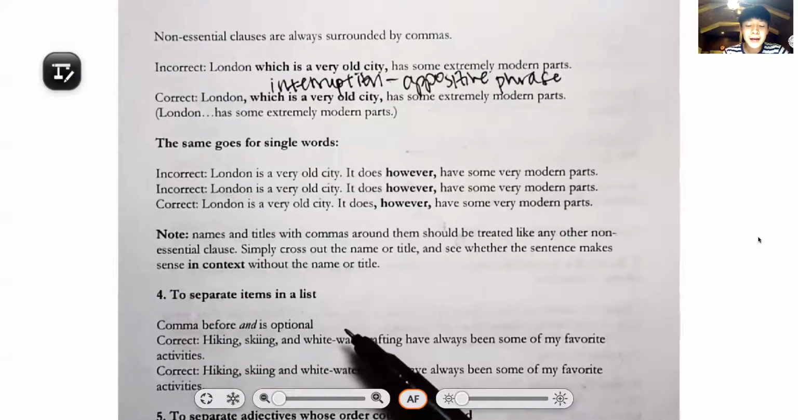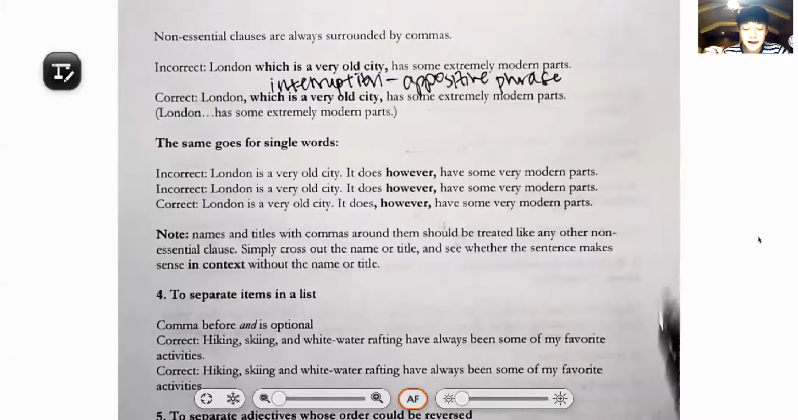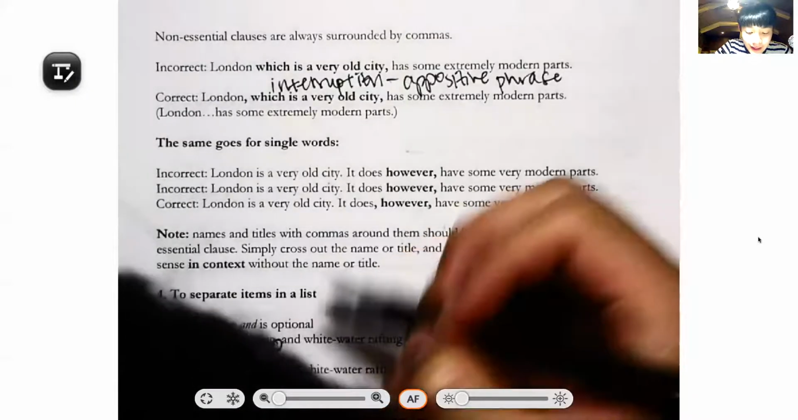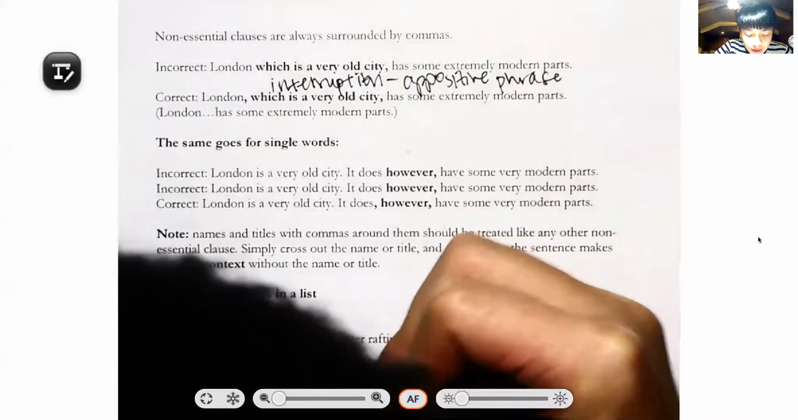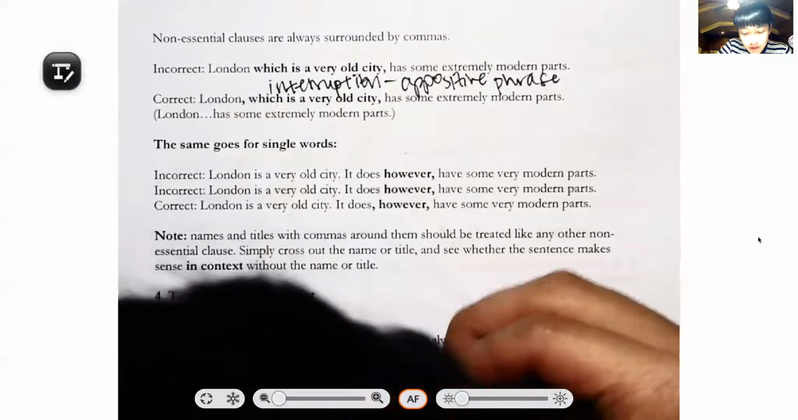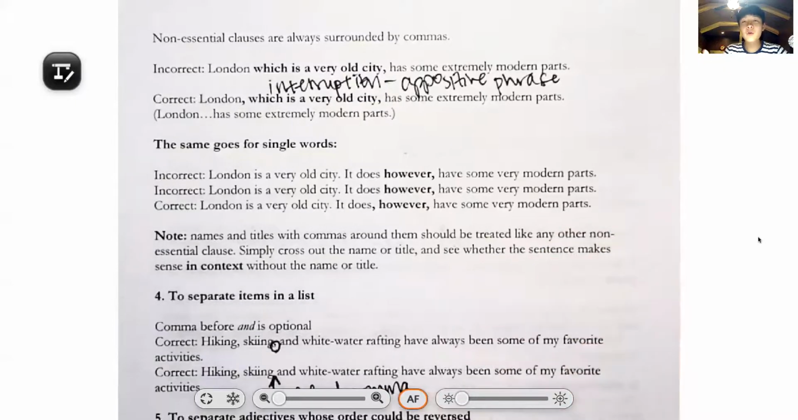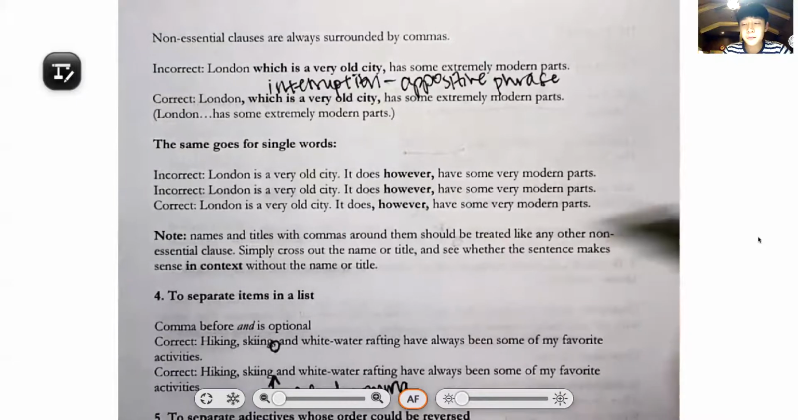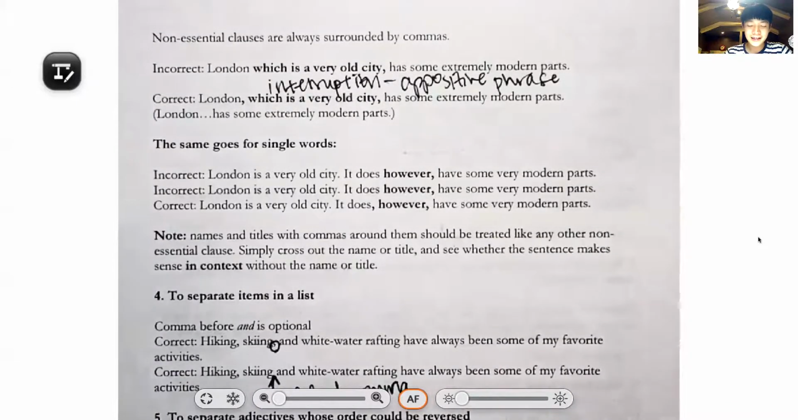Commas are also used to separate items in a list. You'll see, of course, that's the obvious one. Hiking, skiing, and whitewater rafting have always been some of my favorite activities. Of course, this comma right here before the "and" is called the Oxford comma. Notice you have no Oxford comma right here, right? I've always loved using the Oxford comma. I've been a big proponent of the Oxford comma, but you don't have to use it, right? When you're writing an essay, you can not use it, right? And on the ACT, sometimes they won't use it, and they'll count it as correct. However, most of the time, they still do use the Oxford comma in the ACT.